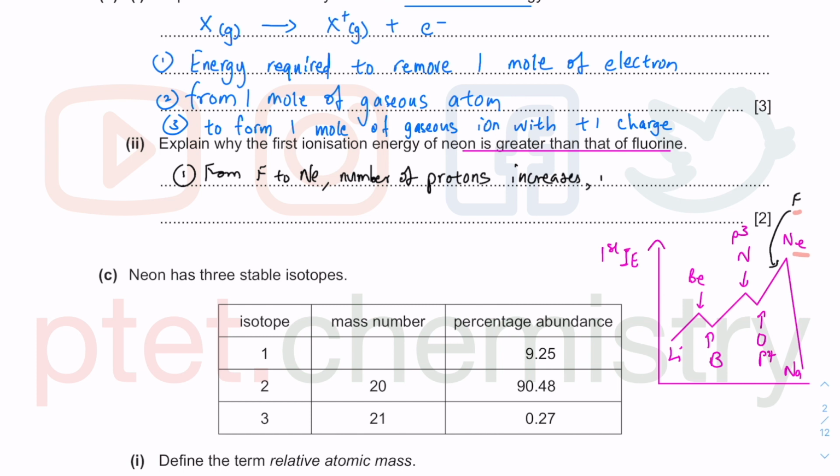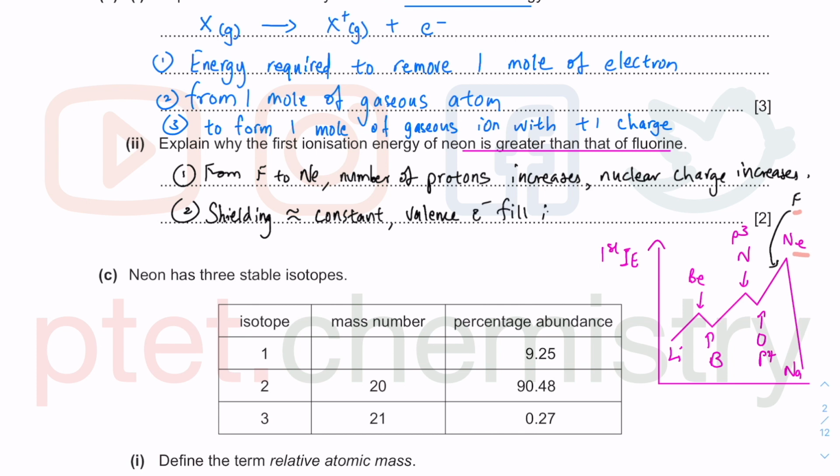So the number of protons will give you your nuclear charge. So your nuclear charge would also increase. And as the nuclear charge increases, what can we say about shielding? Shielding will be roughly constant, so approximately constant, meaning they are not changing. And that's simply because the electrons are filling in the same shell and the same subshell there. The valence electrons fill in the same shell. That's why there is not much shielding difference there.